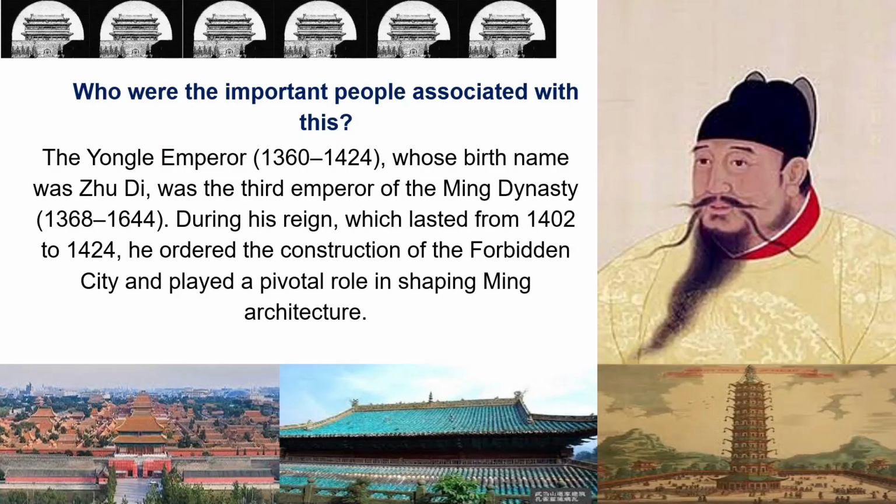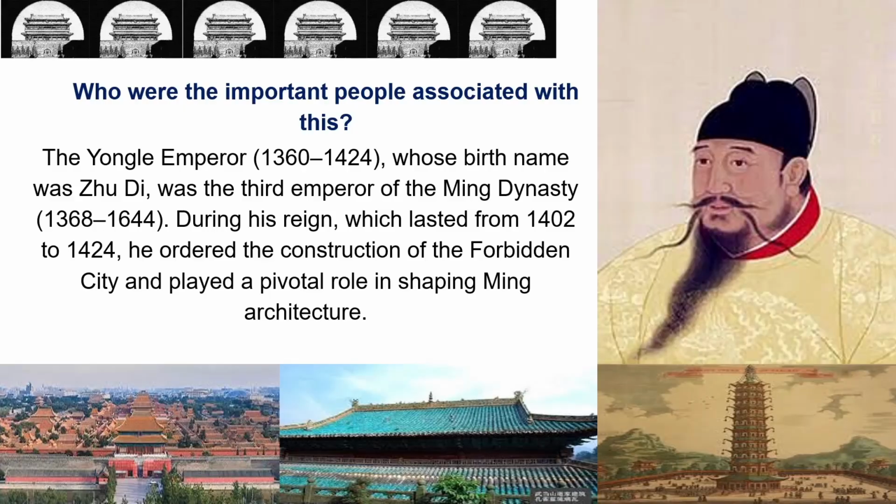Definitely the most important person during this era was the Emperor Yongle, whose name was Zhu Di. He was the third emperor during the Ming Dynasty, and he lived from 1360 to 1424. He commissioned the construction of the Forbidden City, which ended up playing a pivotal role in shaping the rest of Ming architecture.